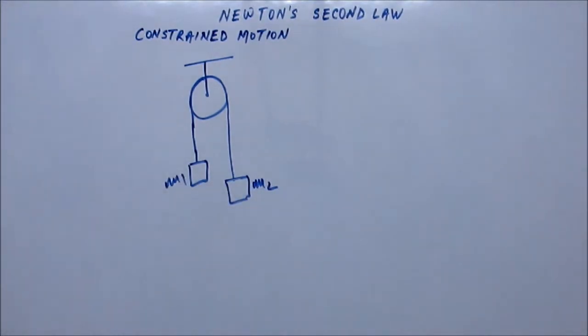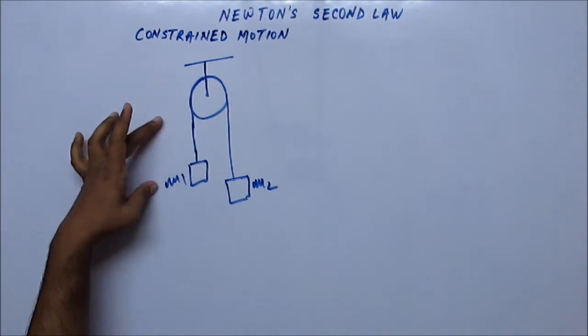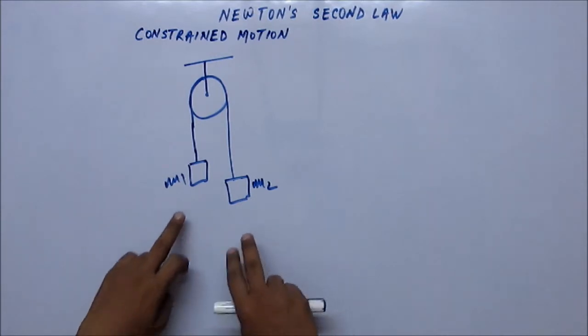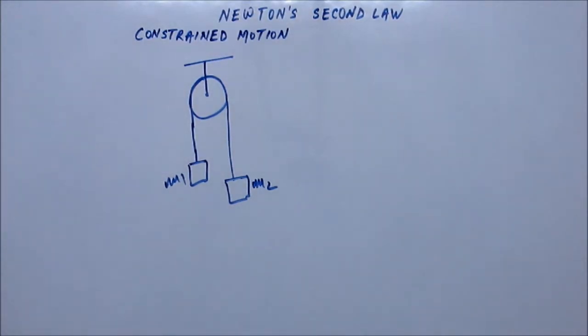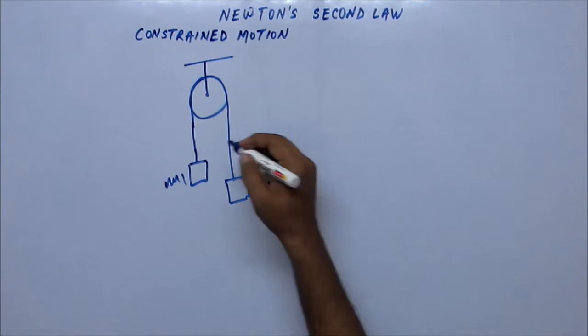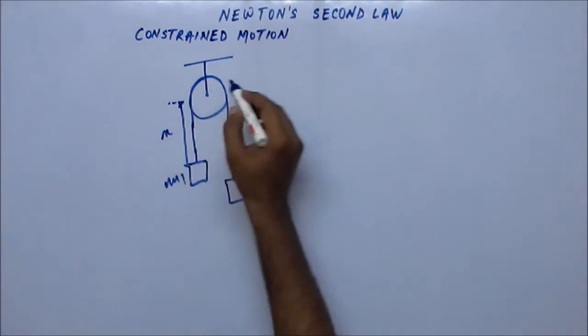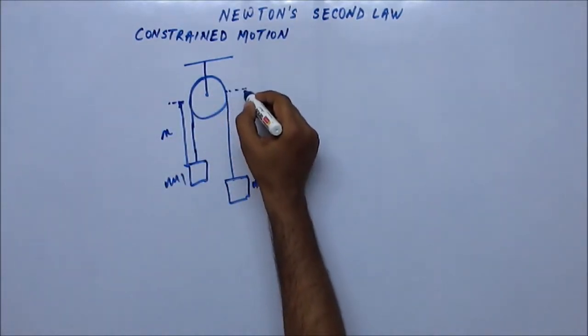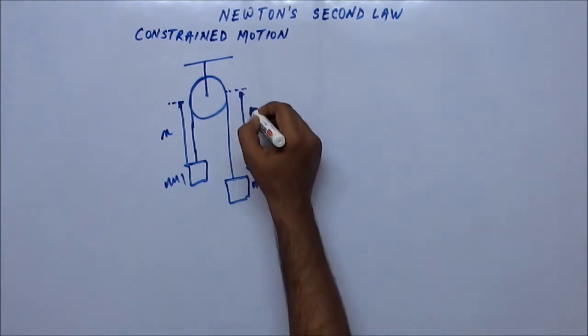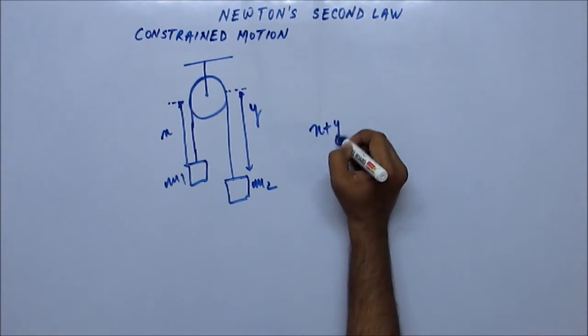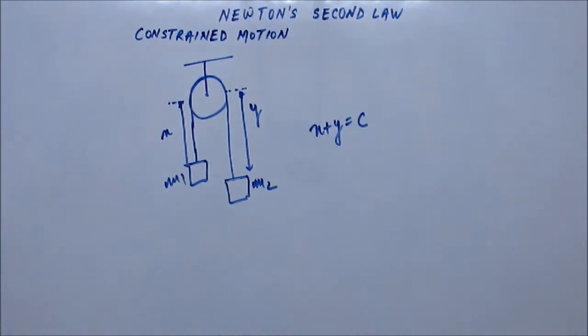Now, we had this discussion before that if M1 is going up by X units, then M2 is going to come down by X units because the string is unstretchable. We know that, but mathematically, suppose the distance of M1 from the mid of the pulley is X and the distance of M2 is Y. Wherever M1 and M2 go, X plus Y always remains constant because the length of the string is constant, right?